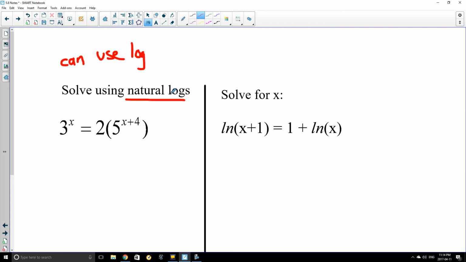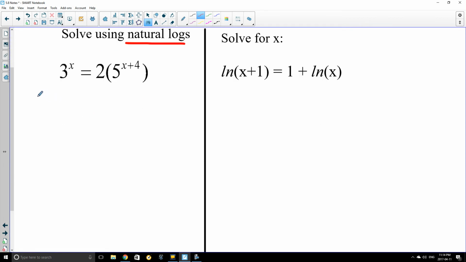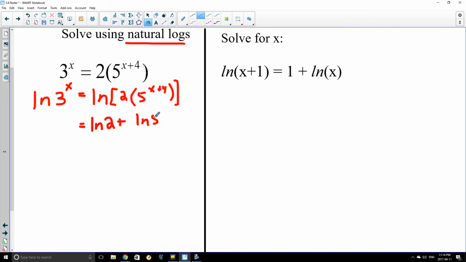So I'm going to apply ln to this side. I'm going to get ln 3 to the power of x equals ln of all this stuff. I'll use square brackets. Now I can start solving. I can split this up, right? It's a product, so I can write ln 2 plus ln of 5 to the power of x plus 4. I'm going to recopy my right hand side. Actually, I lied. I'm going to use the power law and bring the x down in front. I'm going to do the same thing on the right hand side now. Recopy the left hand side, recopy the ln 2, and bring that x plus 4 out in front. There we go.